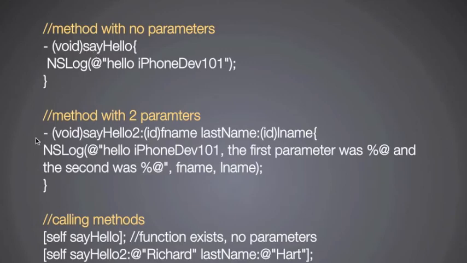How do we actually call them? Well, if we wanted to call sayHello, we could go inside the class itself. We could go [self sayHello]. And then finally for the second method to call it, we could go [self sayHello], passing in the first parameter, and then finally the last name as the second parameter.